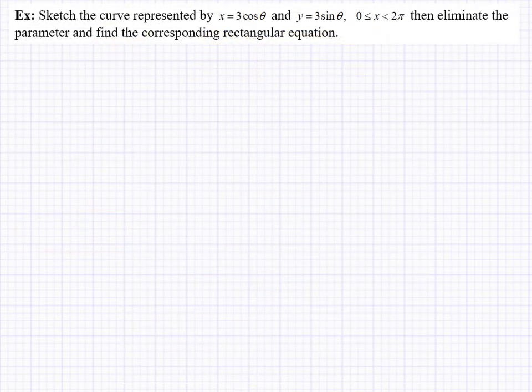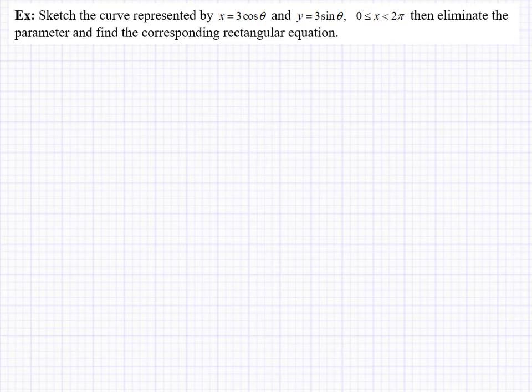Okay, so here we want to sketch the curve represented by x equals 3 cosine theta, y equals 3 sine theta, where theta goes between 0 and 2 pi. Then after we do that, we're going to eliminate the parameter and find the corresponding rectangular equation, the xy equation, that these two sets of parametric equations could give us.